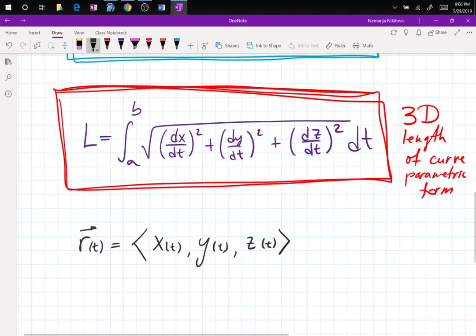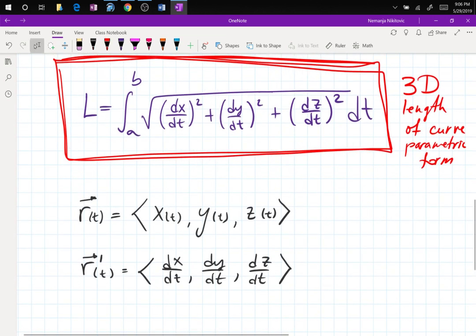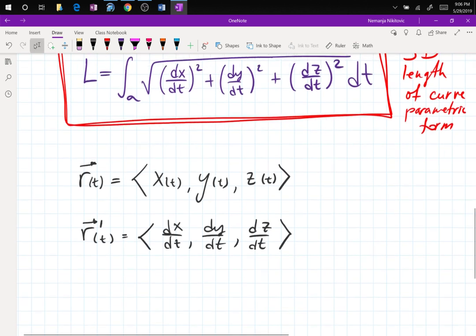Right? These are derivatives, right? Okay. So r prime of t is dx dt, dy dt, dz dt. They're all squared and they have a square root. So what's that? They cancel, it's just a velocity. Yeah, that's the speed. It's the magnitude of the velocity.